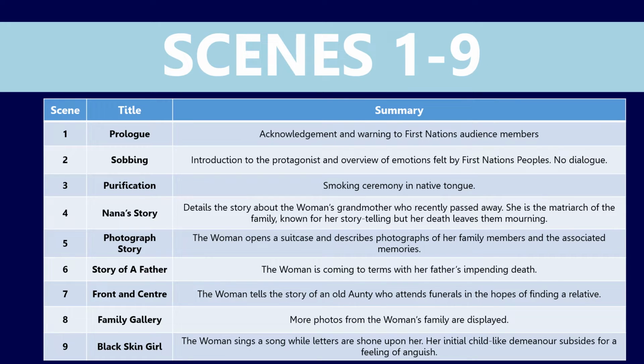Just to run you through a brief overview of those first 9 scenes, the prologue is essentially an acknowledgement and warning to First Nations audience members about what's about to happen on stage. Scene 2 is called Sobbing, where we're introduced to the protagonist, and there's an overview of emotions felt by First Nations people. There's no dialogue in this scene. In fact, that's sort of an acknowledgement to the non-Indigenous audience about what they can expect throughout the play.